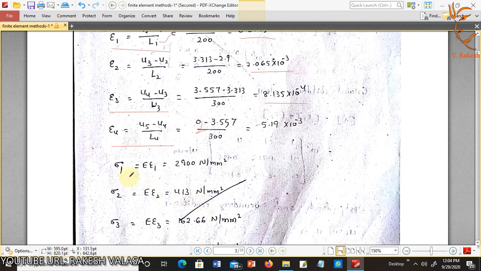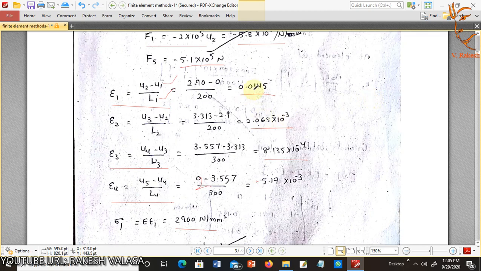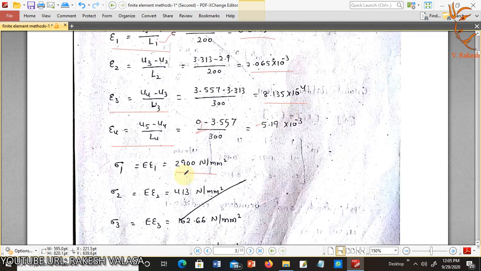Next, calculate stress. We know the relation between stress and strain by using Hooke's law. Stress is directly proportional to strain. Sigma equal to Young's modulus into strain. For first element, sigma 1 equal to Young's modulus into strain 1, that equals 200 into 10 power 3 into 0.0145. That value is 2900 Newton per mm square.